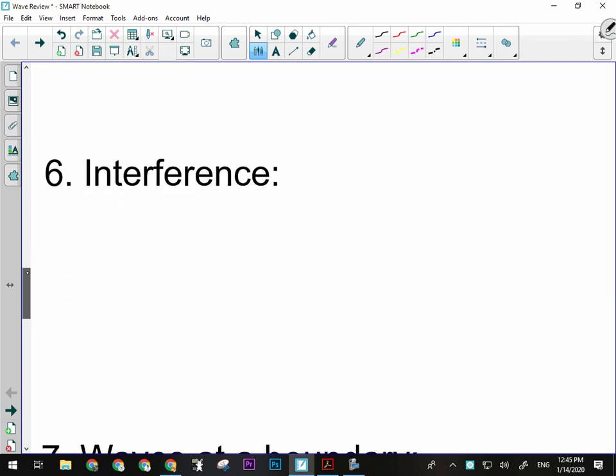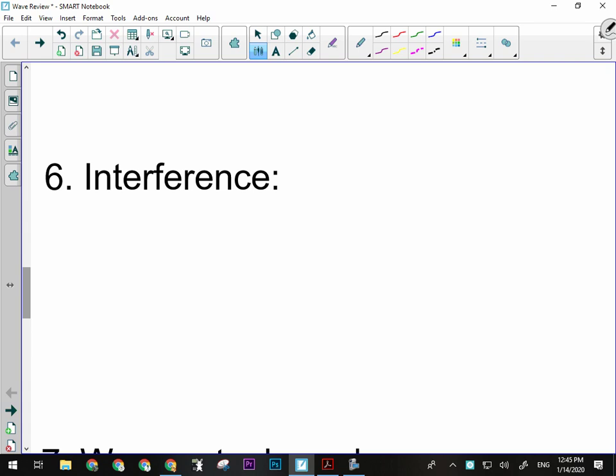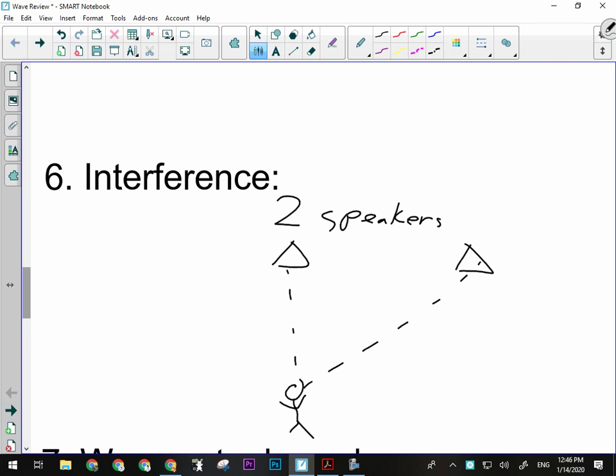Okay, interference. There are a couple of questions in the multiple choice about interference, but there are some questions in the written also involving interference, like the 2-speaker question. That's an interference question, where we have the 2 speakers and the observer down here, and we're trying to figure out whether they hear a loud or quiet sound. What determines that? If there's constructive or destructive interference, and what determines that?